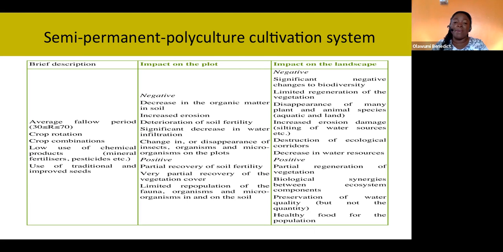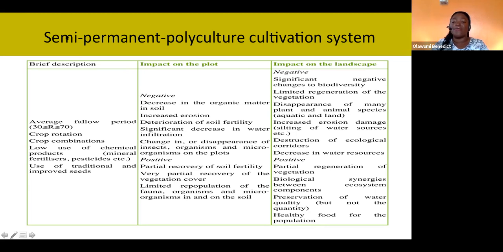But the positive impact on the plot is that there's partial recovery of soil fertility, because the land will be left to fallow for some time. So there is partial recovery of soil fertility. Then there's very partial recovery of the vegetation cover, because you're going to leave it to fallow for some time, so the grasses and the weeds will start growing back. Then there's limited repopulation of the fauna because of the fallow period that the land will be left.